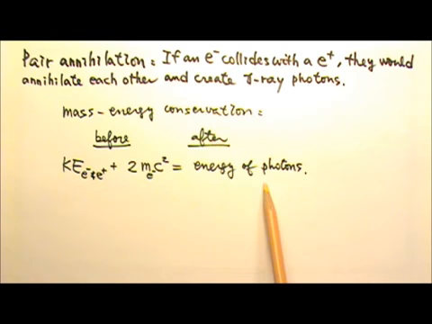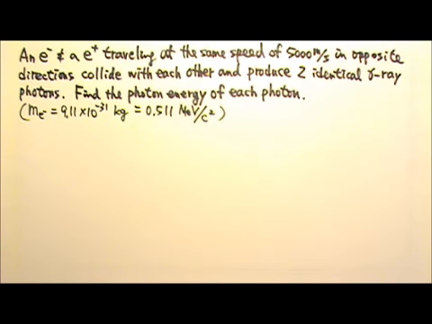of the photons produced. Because of pair annihilation and the fact that there are a lot of electrons in nature, positrons usually do not survive very long before getting annihilated. Now let's try this problem.